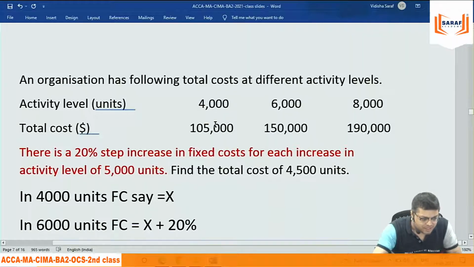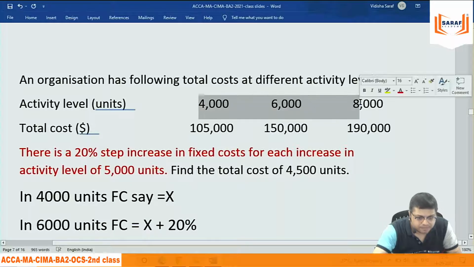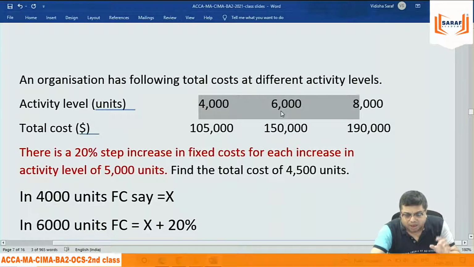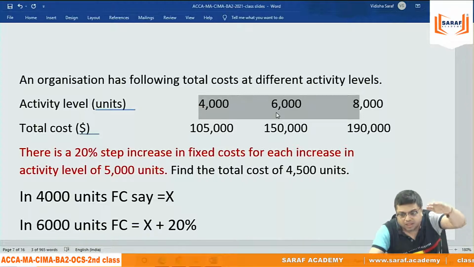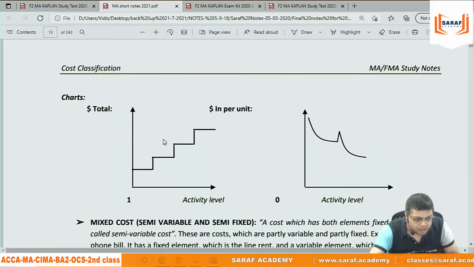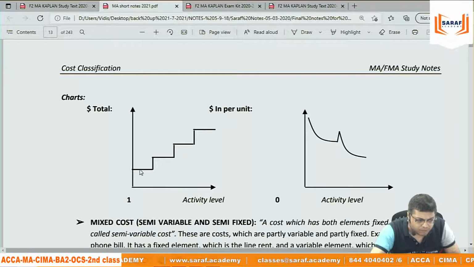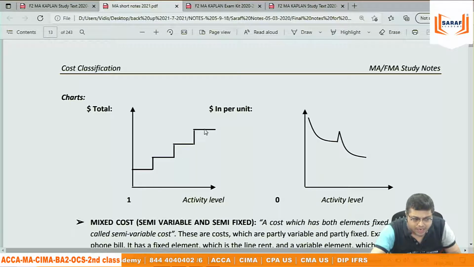Now, the step fixed cost is this question. Up till 5,000 it is 25,000. Beyond 5,000, up to 10,000, 30,000. Beyond 10,000, up to 15,000, 36,000. This is called step fixed cost. Up to 5,000, then up to 10,000, it goes more. The total fixed cost is 25,000 up till 5,000 units. It is 30,000 from 5,000 up to 10,000 units and so on.